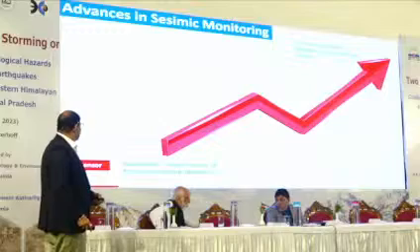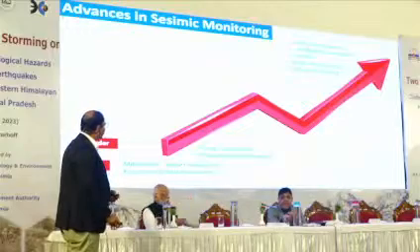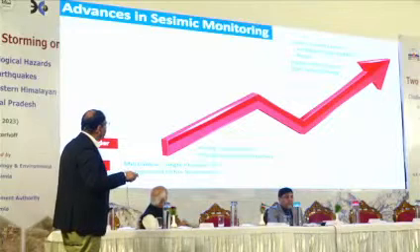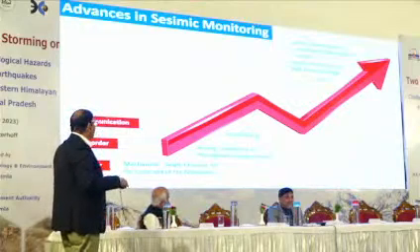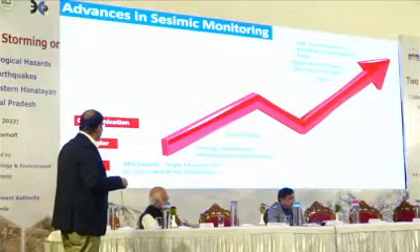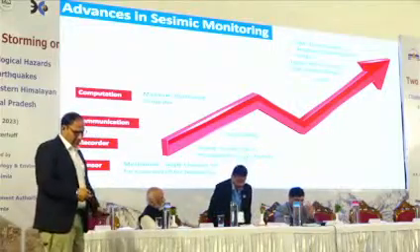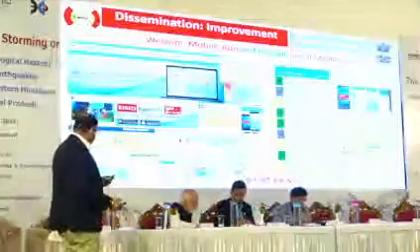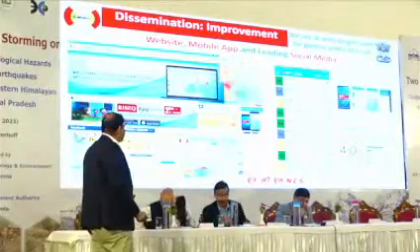So, sensors and recorders: you'll see that with time, it was earlier a manual recorder and sensor. Now we have FBA, 3 channels, broadband, and strong motion with high dynamic range. Communications has also been added in this part. We are connected with VSAT at all our stations.